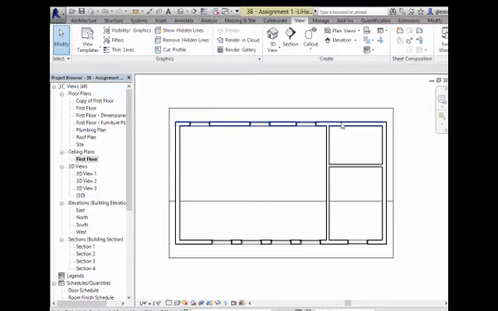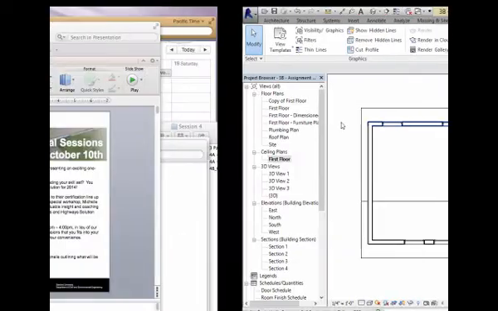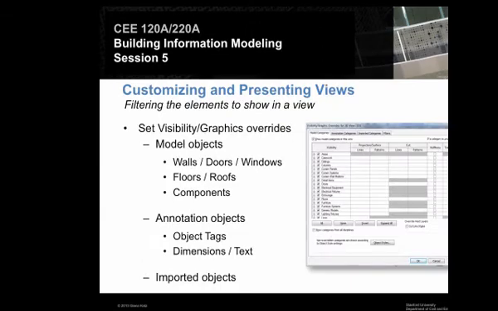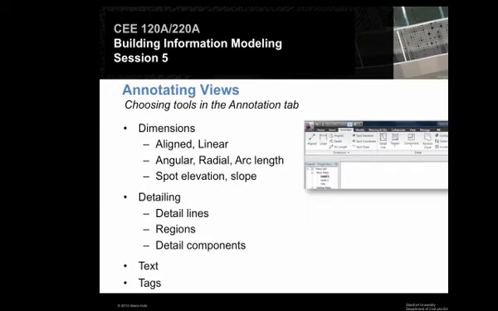Okay, that'll get us going in terms of understanding some of the filtering stuff. Let's go ahead and talk about visibility graphics, how to change model objects, and how we can change some annotation objects. Let's move to the next part, which is adding annotations to the drawing. And then we can talk about how we can filter and control some of those things too.